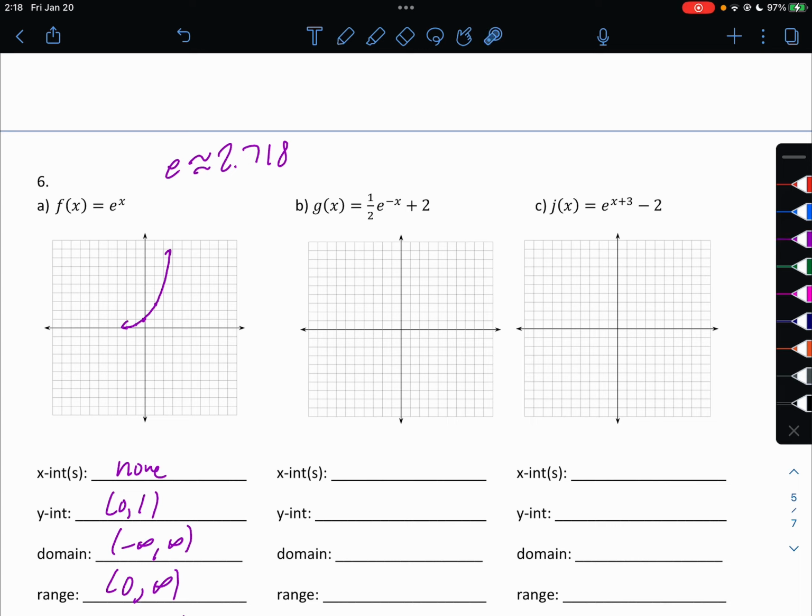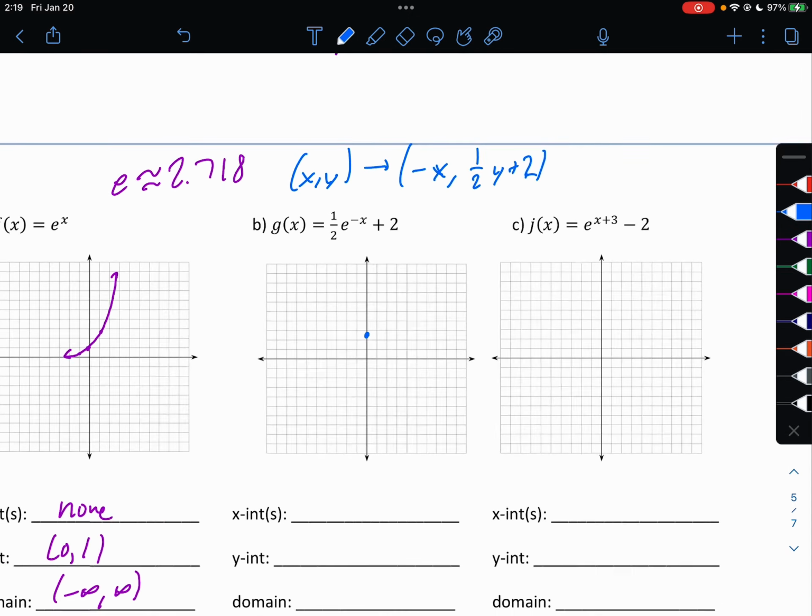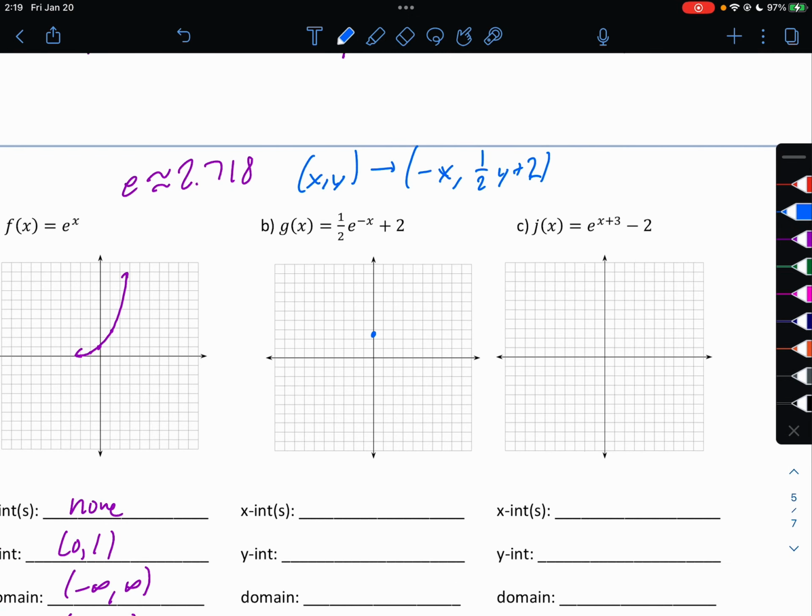So what's going to happen here? 3 things: a horizontal reflection, a vertical compression, and a vertical shift. So if you remember, we can do this the way we did it back first semester. Like that. All right, so 0, 1 is going to go to 0, 1/2 of 1 plus 2, which is 1/2 plus 2, 2.5. So 0, 2.5. And then 1, e is going to go to negative 1, e over 2 plus 2.